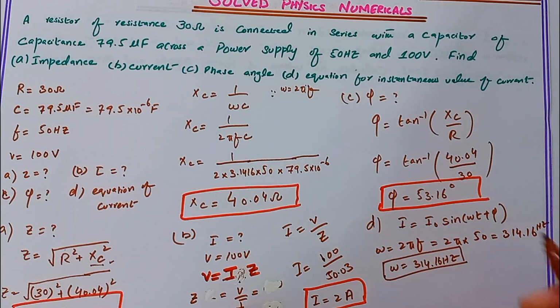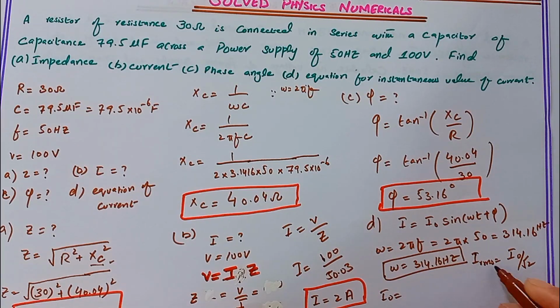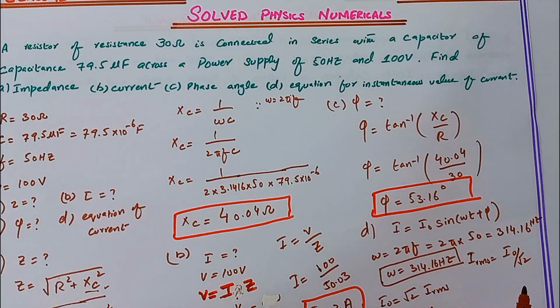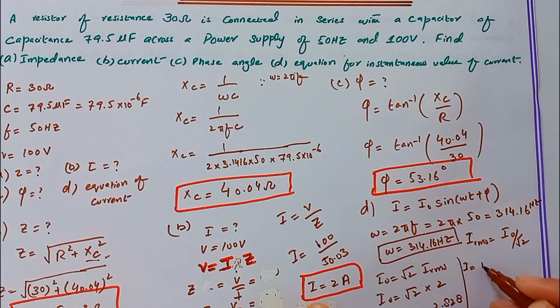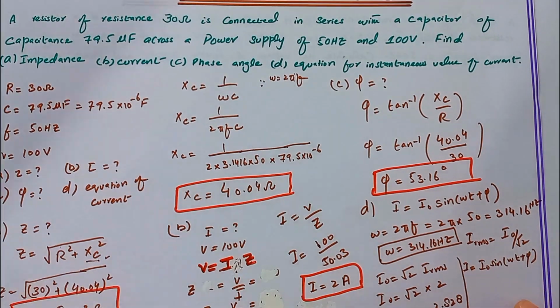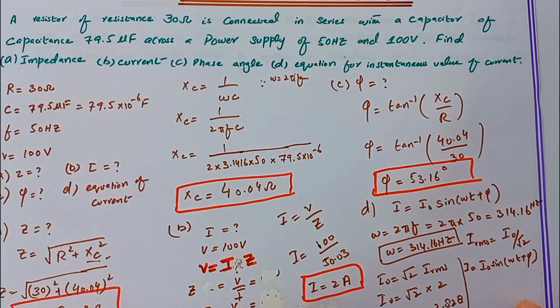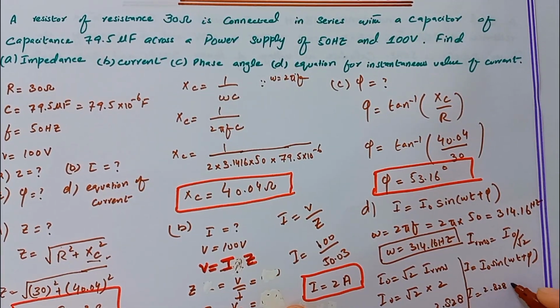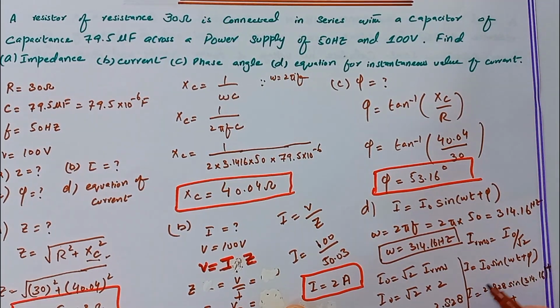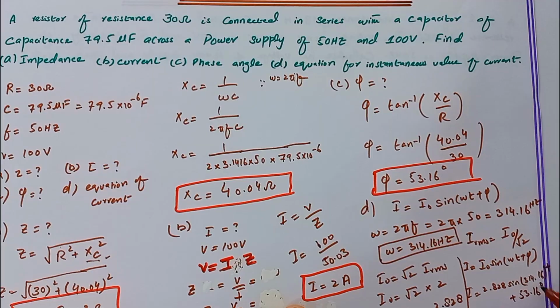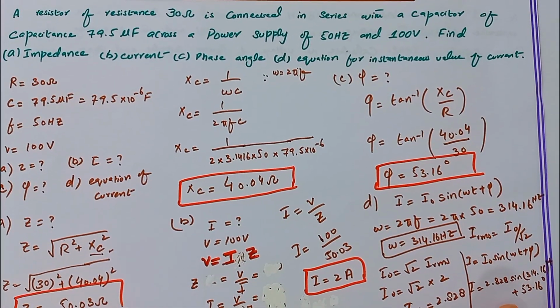Okay, how do we find I naught? For I naught, we use the value of the root mean square current, which is equal to I naught over root 2. We find I naught by rearranging the formula. The root mean square current value is 2, so I naught is 2 root 2, that is equal to 2.828. So the equation becomes I is equal to I naught sine of omega t plus phi. Here I naught is equal to 2.828, sine of 314.16 t plus phi, which is 53.16 degree. That is the D part.